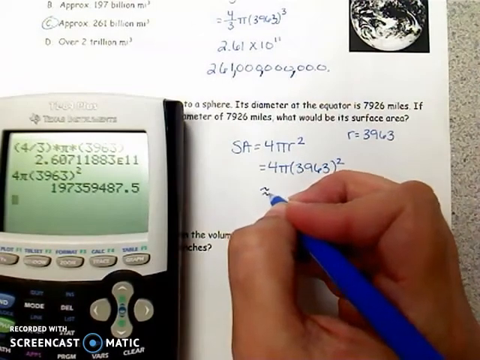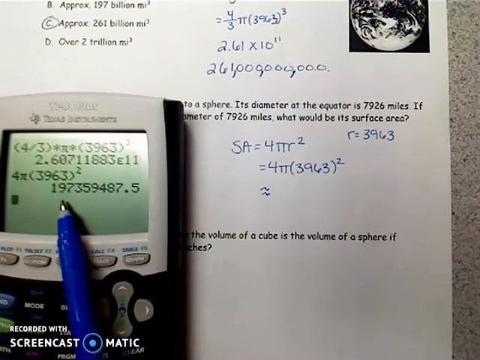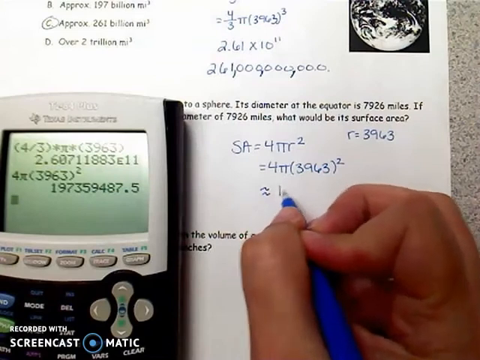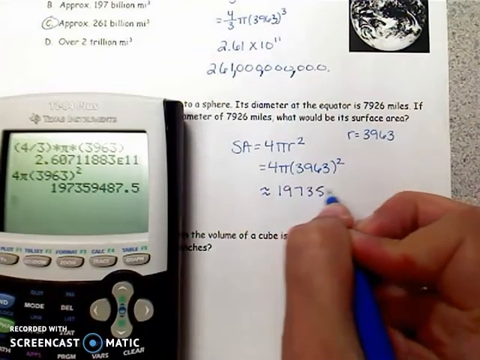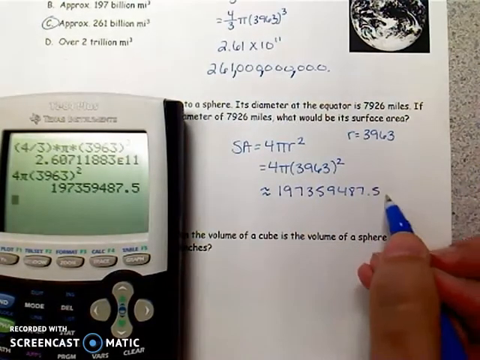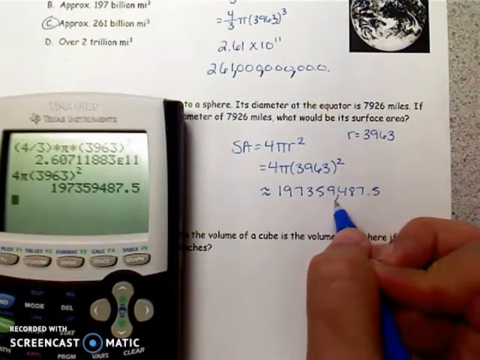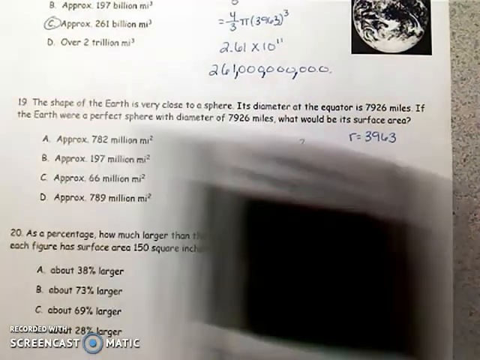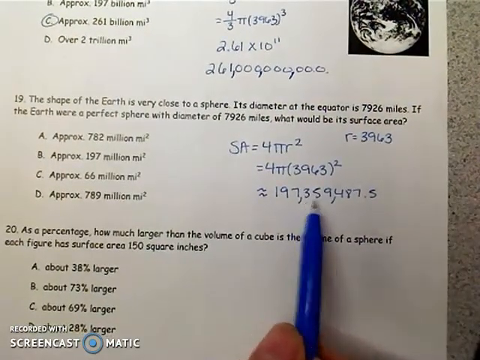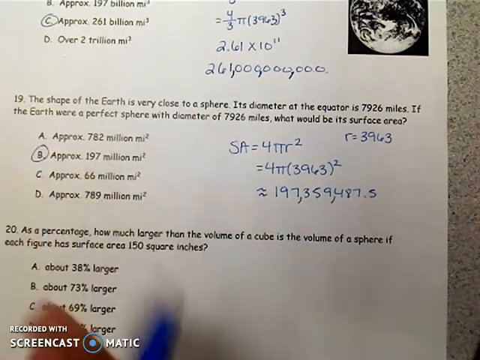So it's approximately this, and notice it doesn't have that E at the end, so this is not in scientific notation. And obviously this is going to keep going, because it's an irrational number. Put your commas in there. So out of the choices that we have, this is the one that's closest. So B would be the correct answer.